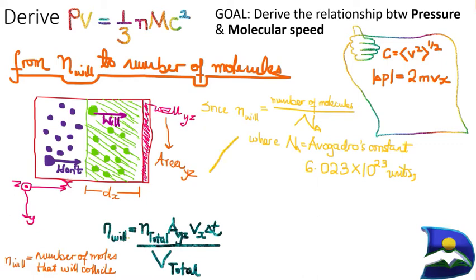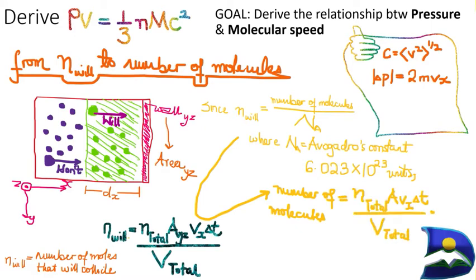Therefore, we incorporate this particular expression into the previous expression, and we are going to get the number of molecules expression to be equal to the multiplication of the total number of moles and the area with the velocity on the x coordinate and the change in time, all divided by the total volume, and all this is multiplied by Avogadro's constant, and we will be able to determine the number of molecules that will actually hit the wall.